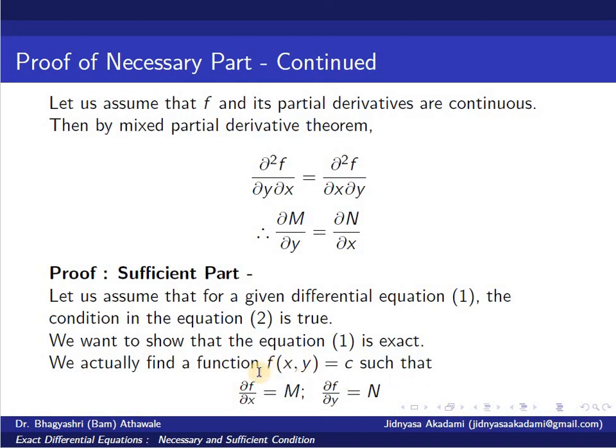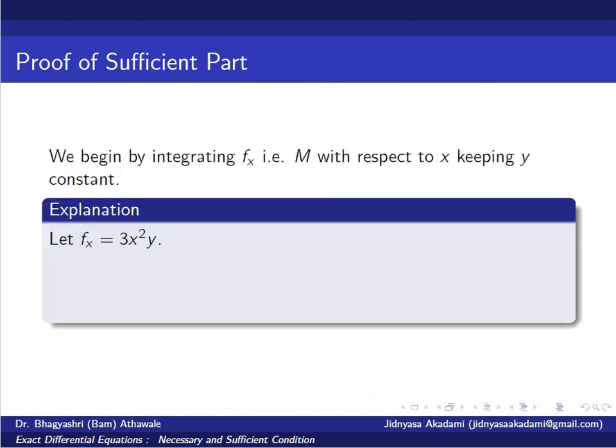Now we know what is M, which is partial derivative of our required function f. So obviously, if I integrate this M with respect to x, I should get f. Not exactly, but some part of it. That means we should integrate that fx first with respect to x. fx means M. But is it that same function f? Okay, let me explain this procedure with one example.